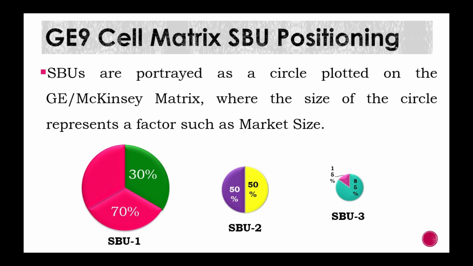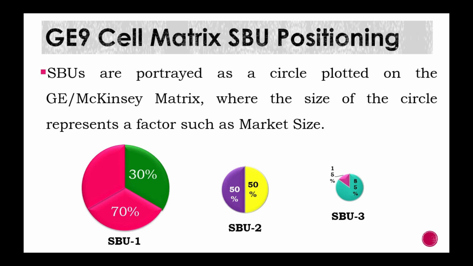Here for our understanding, I have mentioned three different sizes of circles which indicate three strategic business units. The first strategic business unit is in a large market size, and hence it is shown with a large circle as compared to the other two circles, and in that market our business has 30% of the total market share. The second circle is smaller than SBU1, where our market share is 50%, and the third SBU, where the circle size is small, has the competitors' market share at 85% and our market share at 15%, and the market size is also very small.